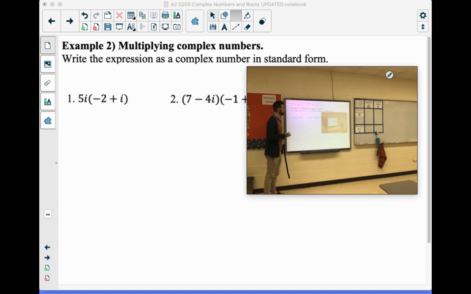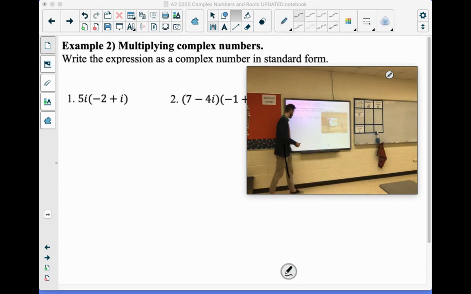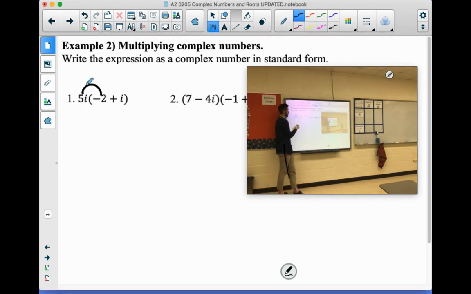Write the expression as a complex number in standard form. Standard form is just where you put your regular numbers first and then your imaginary numbers at the end. So here we just have to distribute, and it's pretty typical stuff. 5i times negative 2 is negative 10i, and then 5i times i would be 5i squared.